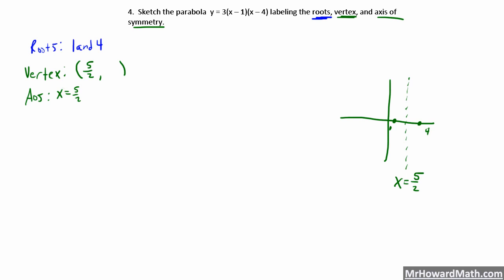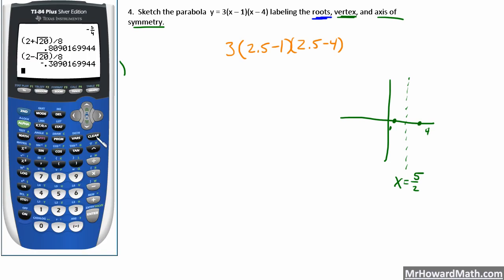So that's going to be 3 times, just subbing in a 2.5 or 5 over 2 here for every x. So 2.5 minus 1, 2.5 minus 4. Let's just use our calculator quickly. So it would be 3 parentheses. Again, I don't mind if you crunch the numbers in the calculator, but you need to algebraically show me what you're doing here. So 2.5 minus 1 and 2.5 minus 4. Okay, so that's negative 6.75.